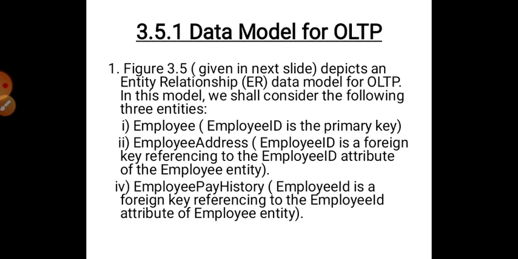In employee, employee ID is the primary key. You know, students, there is a primary key for every table or every entity. Employee address, point number 2. Employee ID is a foreign key referencing the employee ID attribute of the employee entity. So what is the primary key in the employee table is going to be the foreign key in employee address. This is very clear.